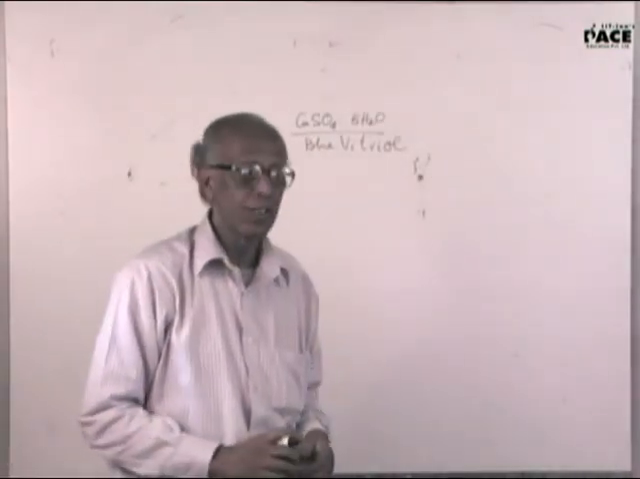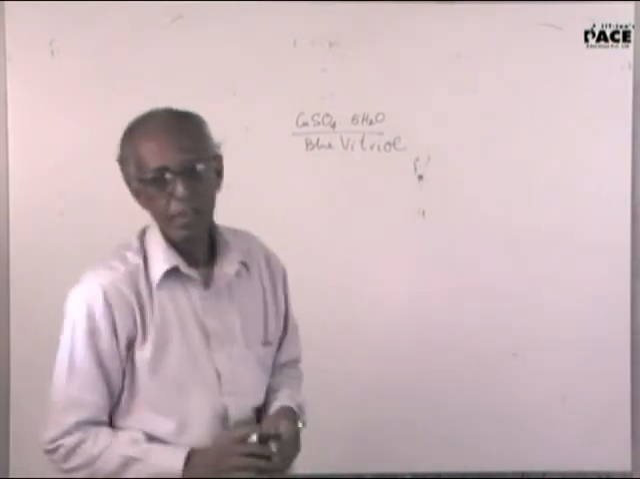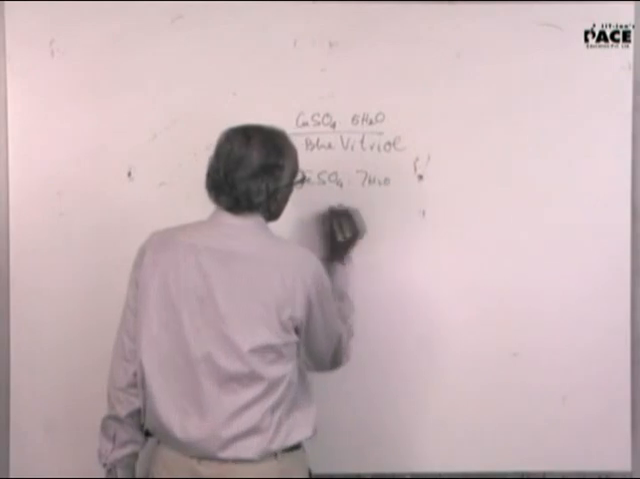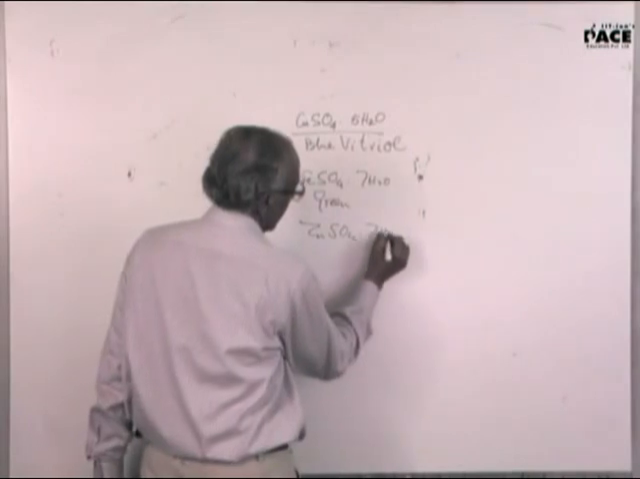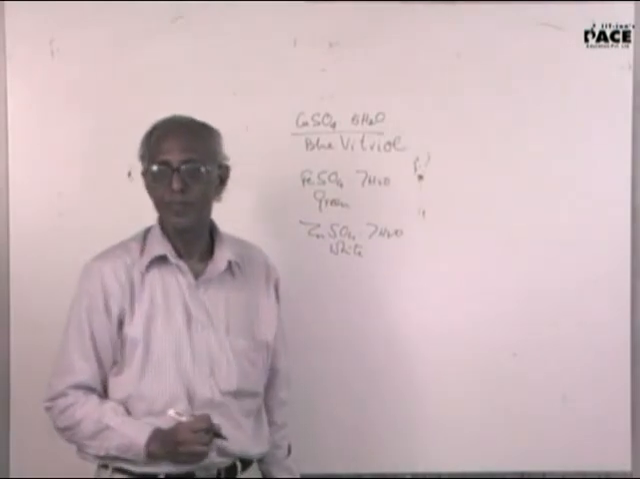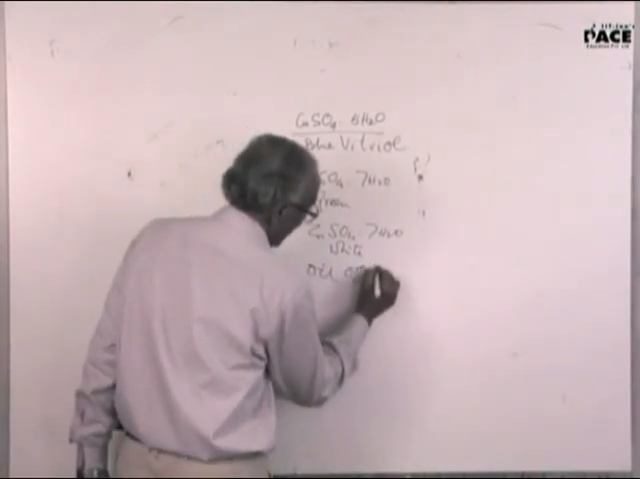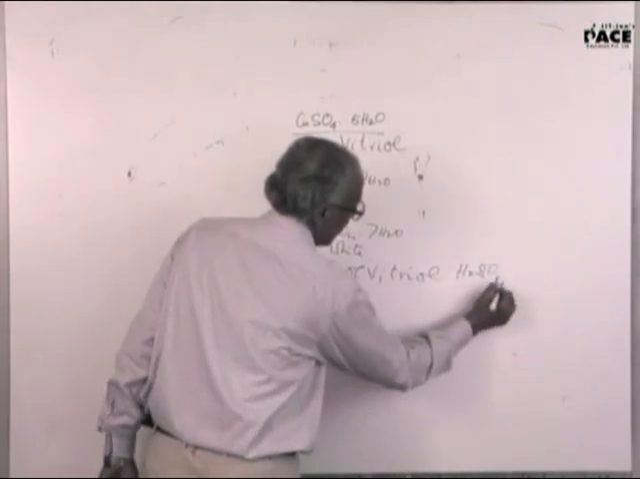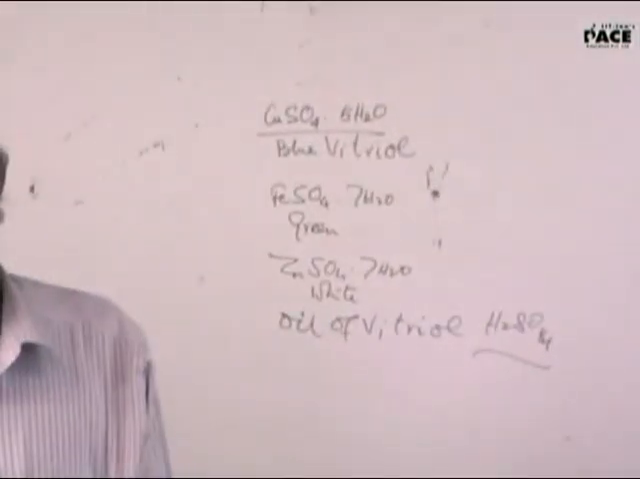Copper sulfate pentahydrate is known as blue vitriol. There are 4 vitriols. Green. White. And what is the 4th one? Sulfuric acid is oil of vitriol.